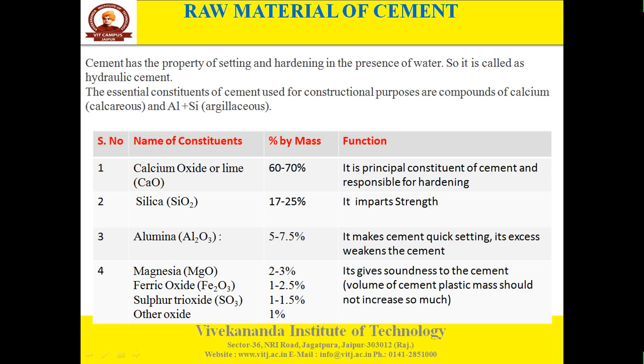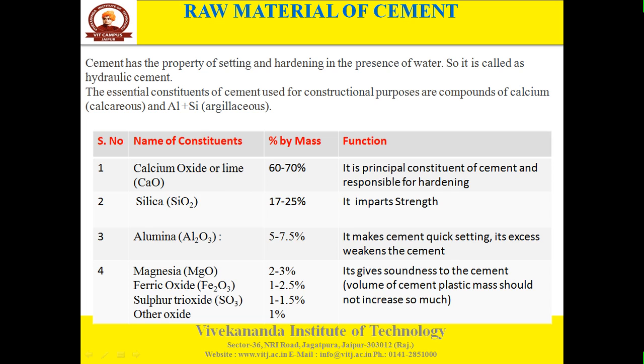So the essential constituents of cement used for construction purpose are compounds of calcium, that is calcareous material, and aluminum and silicon, that is known as argillaceous material. Some constituents used in making cement are calcium oxide or lime. It is used at 60 to 70%. It is the principal constituent of cement and responsible for hardening.